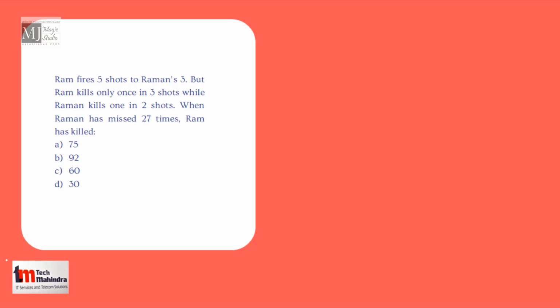A compound ratio type of sum. I think if I am setting up a paper, I'll always ask you a question like that. Ram fires 5 shots to Raman's 3. Ratio of shots fired by them is 5:3.